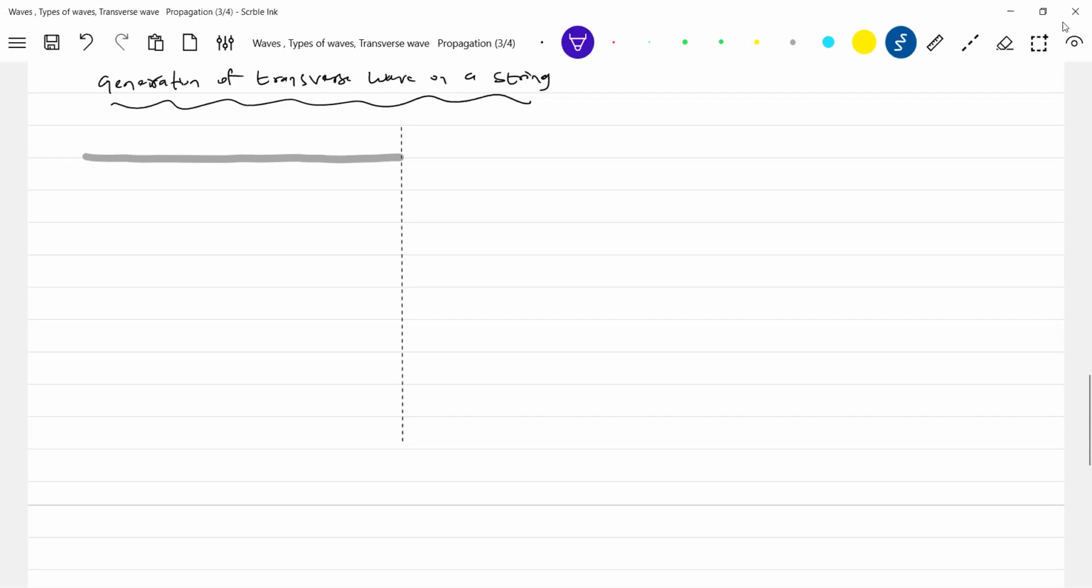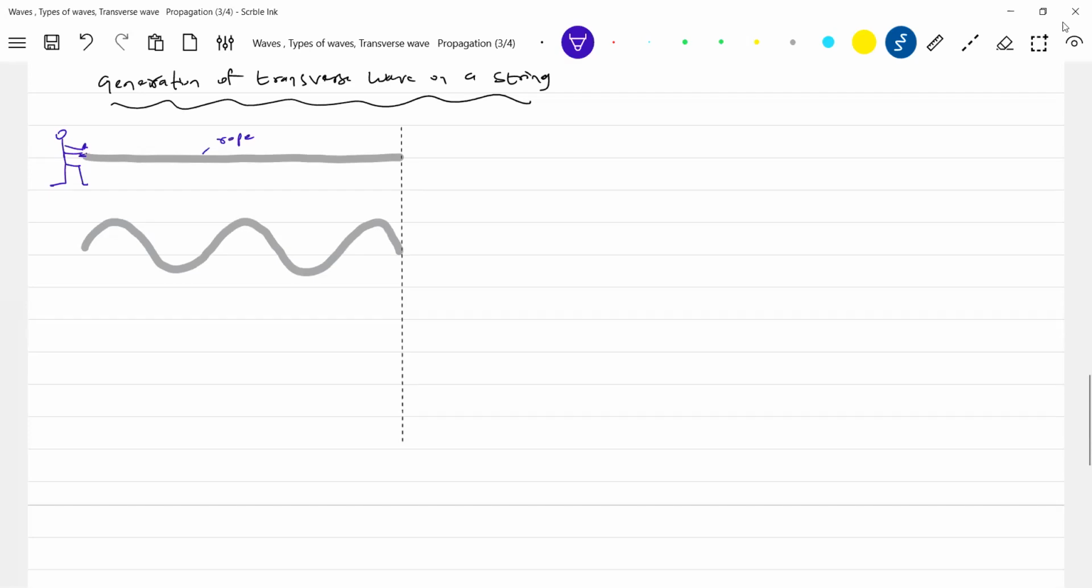So here we will appoint one person. Now, you'll hold one end of the rope, and you'll start waving his hand vertically up and down. So we should ask him, okay, come on, move your hand up and down. Then you can see a wave will be generated, and the wave will propagate like this.